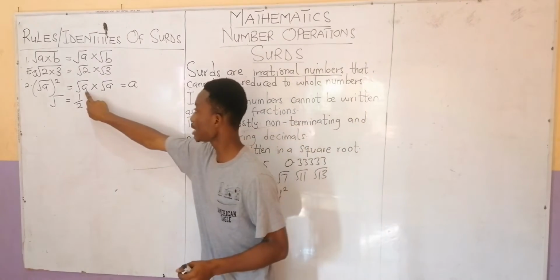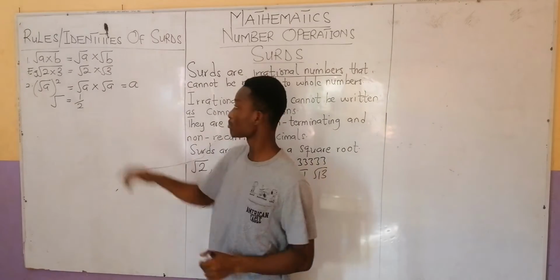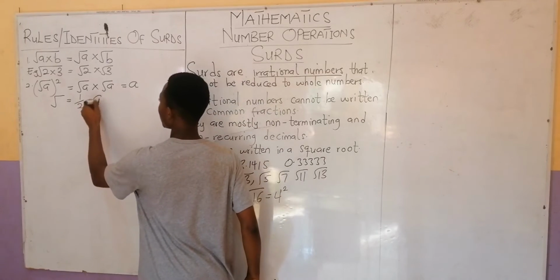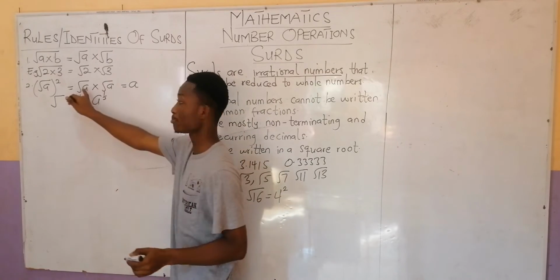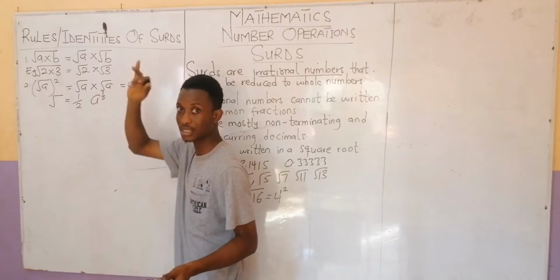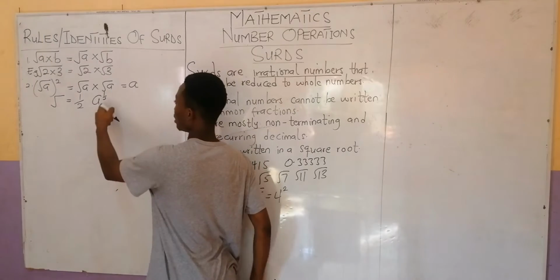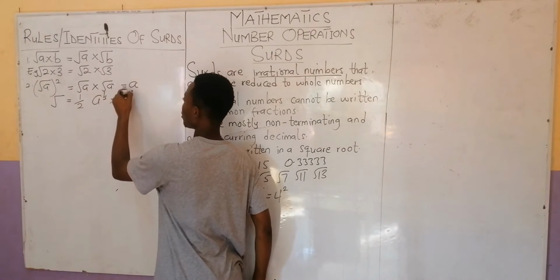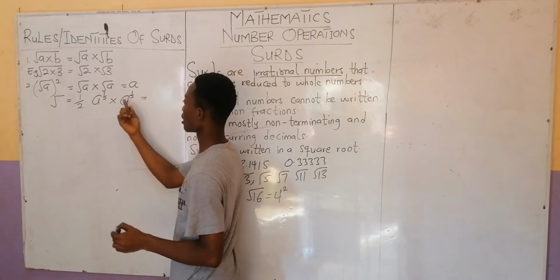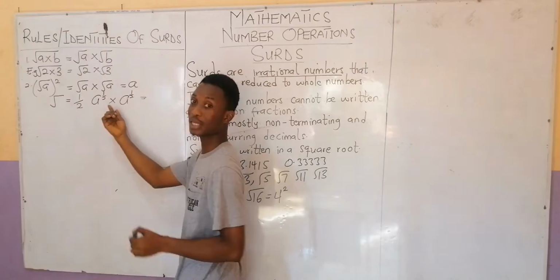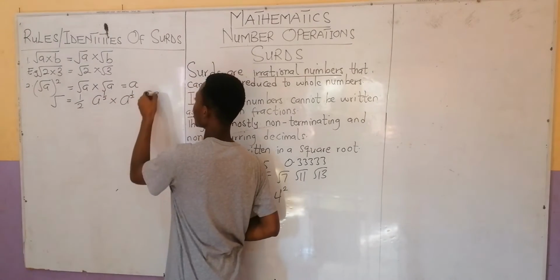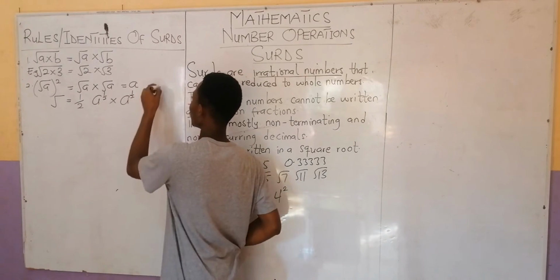So here it means a half times a half. So a power half. It is written as a power, yes, indices. That's why I said indices. So a power half times another a power half. Now the bases are the same. When they are multiplying, you add the powers. Half plus half will give me 1.